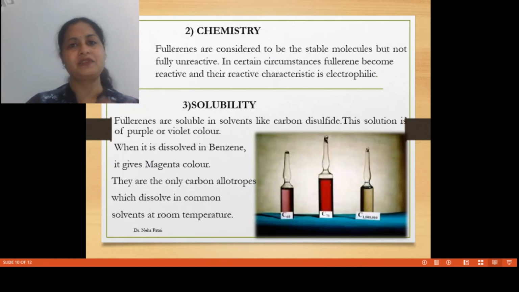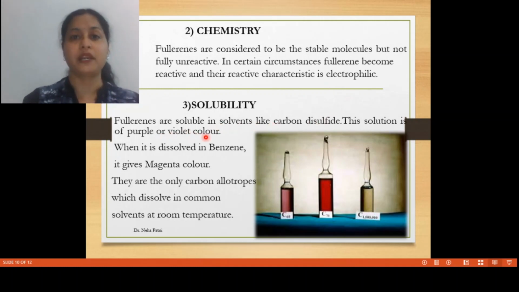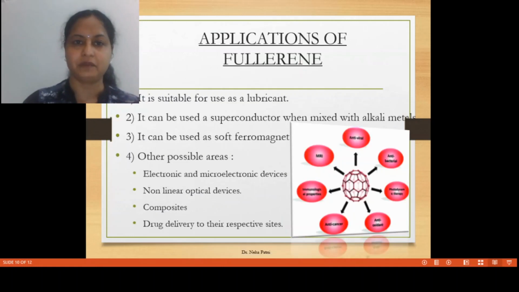And regarding the chemistry, the reactions, it's almost similar to that of electrophilic. It is almost stable but not a fully unreactive molecule. Solubility is extremely interesting. As I said, it dissolves in different types of solvents, but it does render different colors. Now if you can see here, I've written that in carbon disulfide, it gives you violet color. At the same time, when it is dissolved in benzene, you will have a pretty magenta color. So that is how it actually dissolves in solvents at room temperature, and it gives different colors.